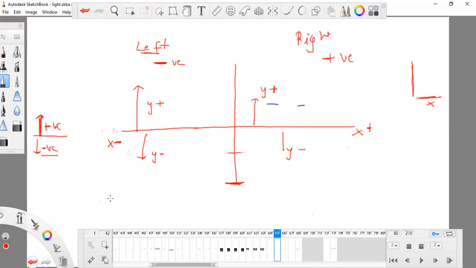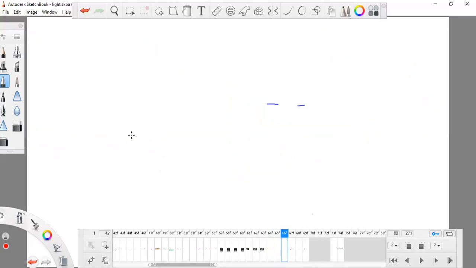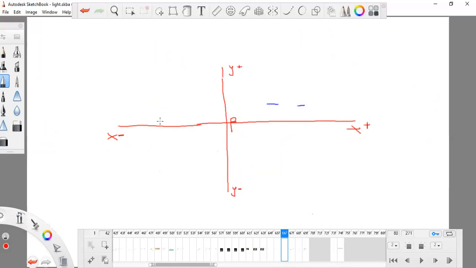Now I'm doing the same thing. This is my mirror, and this is my p. This is my x negative and this is my x positive, this is my y positive, and this is my y negative. This side is known as left, and anything that comes to this side should be considered negative. I'm writing in terms of the x-axis.